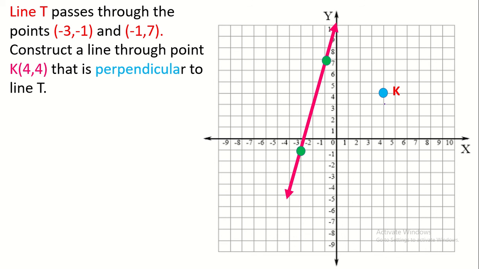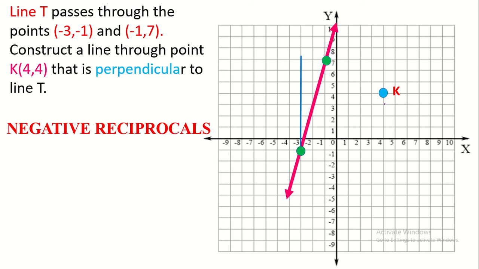So when we see perpendicular, we need to think negative reciprocal slopes. So first we need the slope of line T. So let's count the rise over run. So it rises how many units? 1, 2, 3, 4, 5, 6, 7, 8. So it rises 8 units up and moves 2 units to the right. So now we should recognize that 8 over 2 can be reduced to just 4.